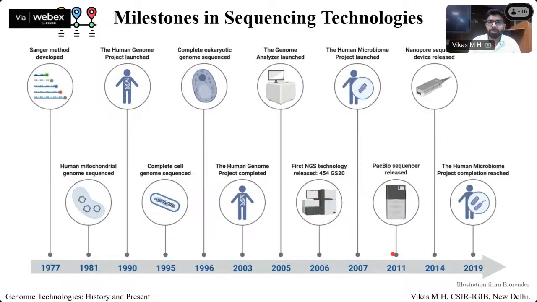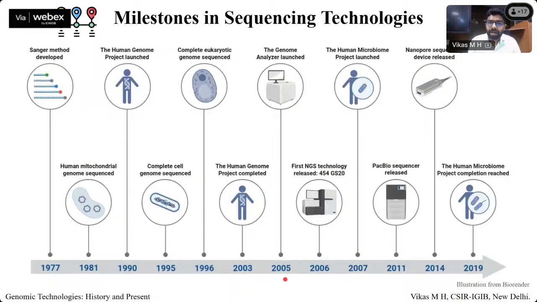Since then we have come a long way, and the Sanger method gave us that hope. With that hope, we started sequencing larger fragments of DNA, such as the human mitochondrial DNA, which was sequenced in 1981, and then the Human Genome Project was launched in 1990. The project started in 1990, and it was carried out for the next 13 years, up until 2003, when the first draft of the Human Genome was released.